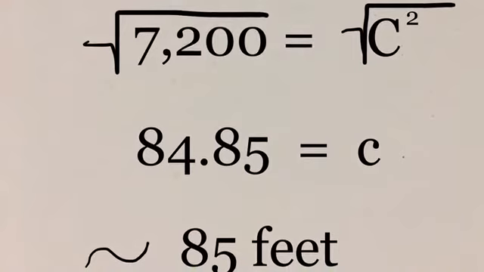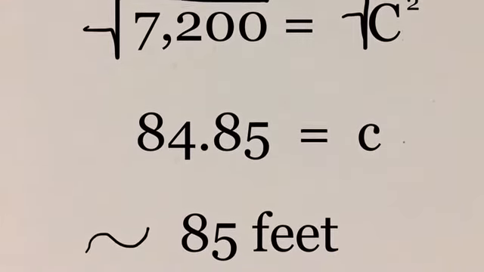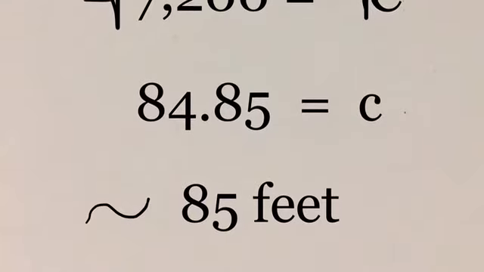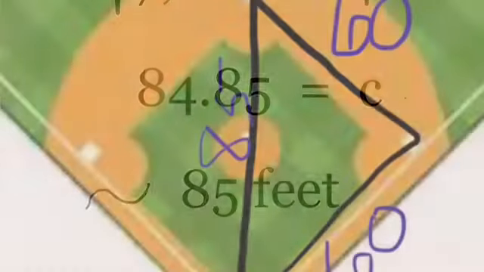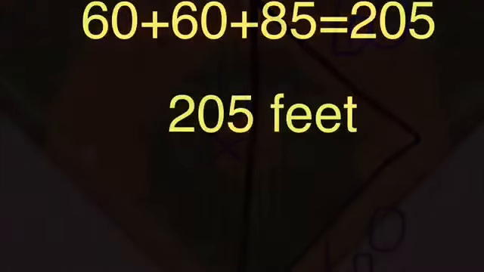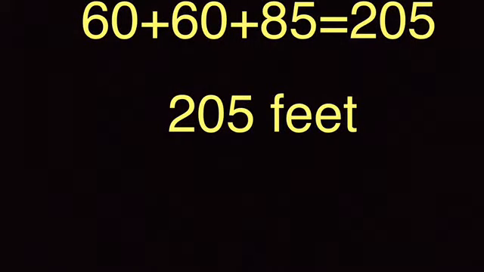However, we still need to figure out how far Miranda ran from home plate to first to second and then back to home plate. So we must add 60 plus 60 plus 85. Miranda ran approximately 205 feet.